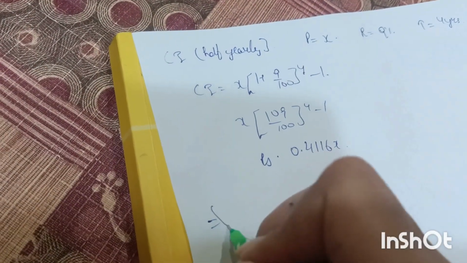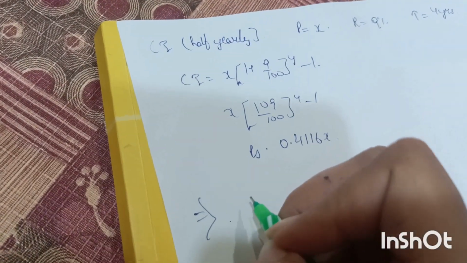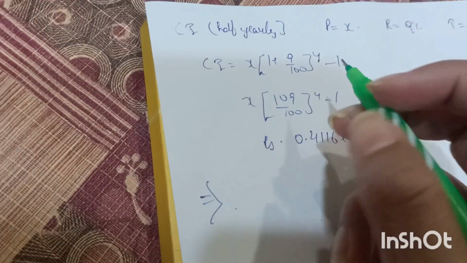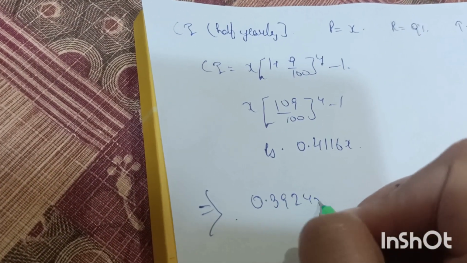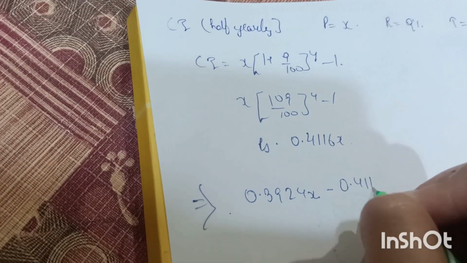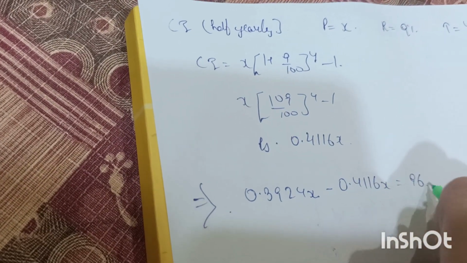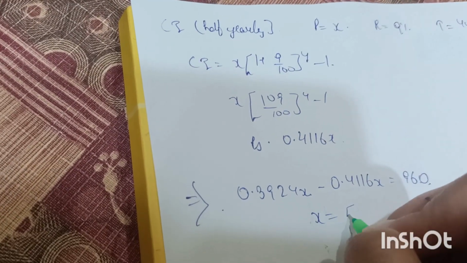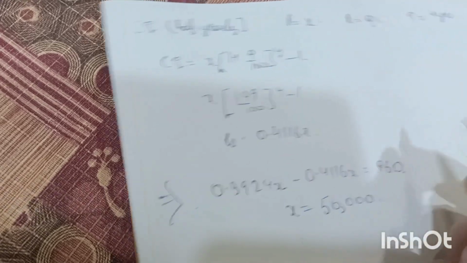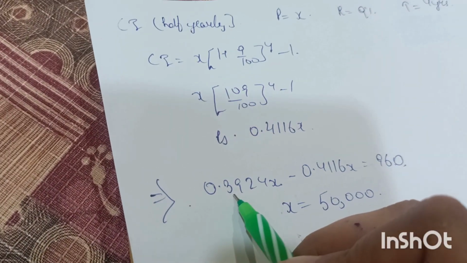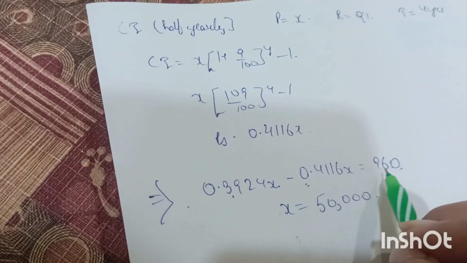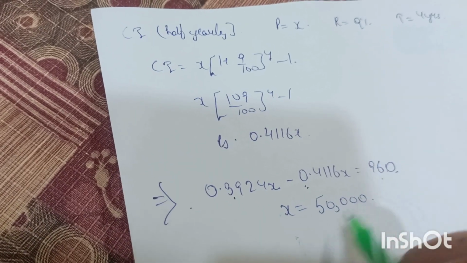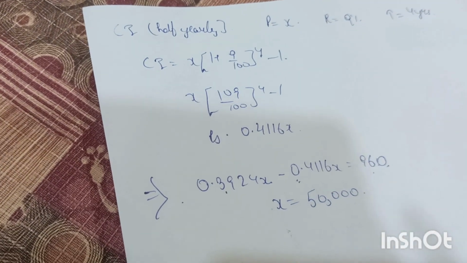Then you have to subtract it. You have been given the equation, so the equation will become like this, equals 960. When you solve it out, you will get 50,000. You can see that it is for 2 years and it is for half year. So when you subtract it, you will get this much, 960. When you solve, you will get this much value.